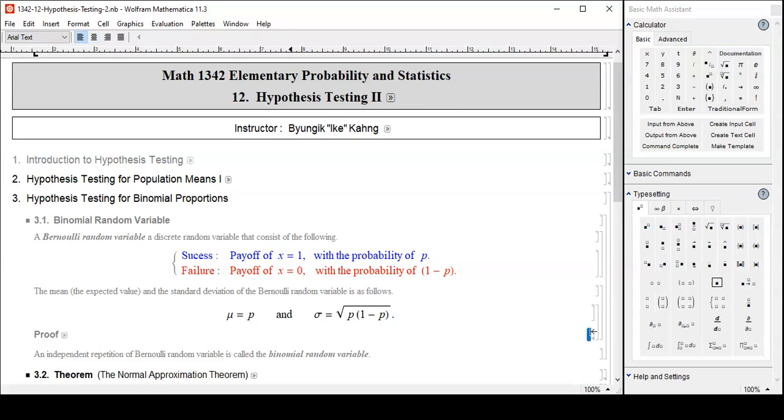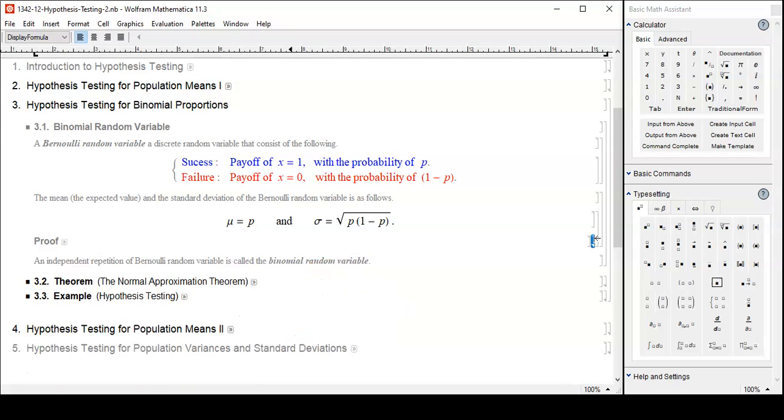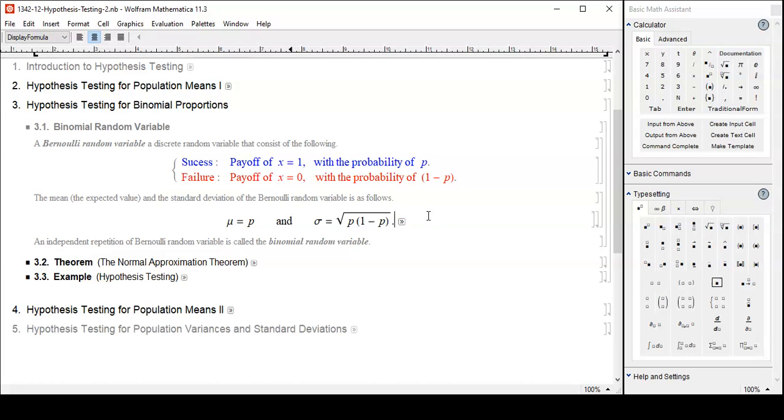The proof for the expected value is not too difficult. It's just a one-liner. You can easily check it out. The proof for the standard deviation is trickier. It requires some algebraic manipulation. In any case, here we go. Even if you do not remember all those, please remember the formula itself. Sigma is the square root of p times 1 minus p.